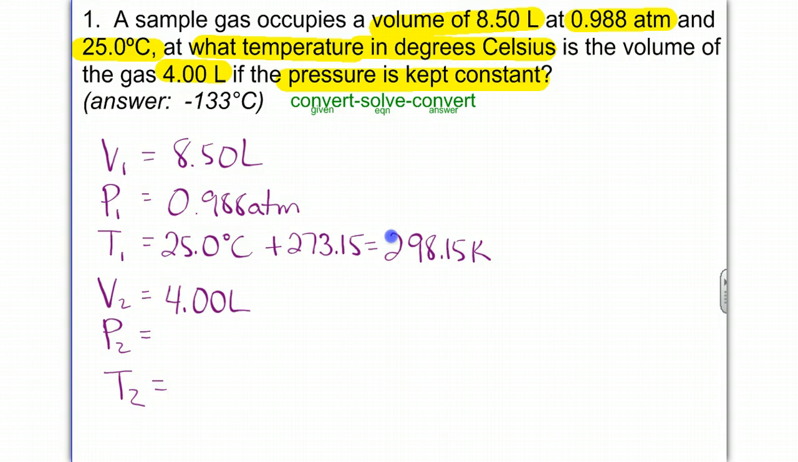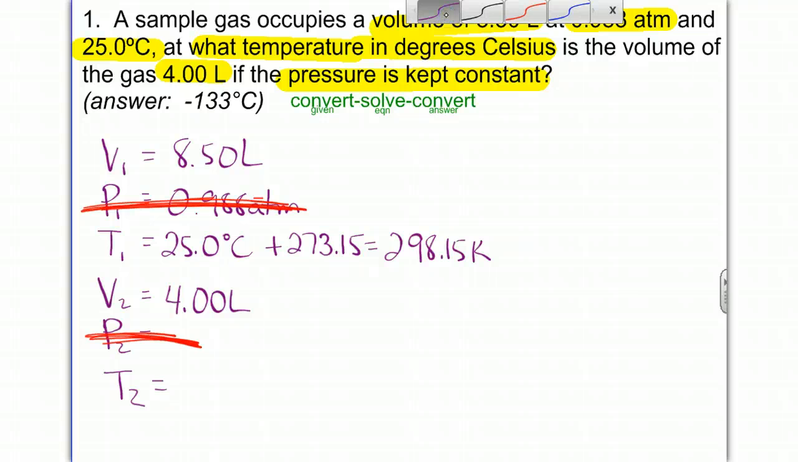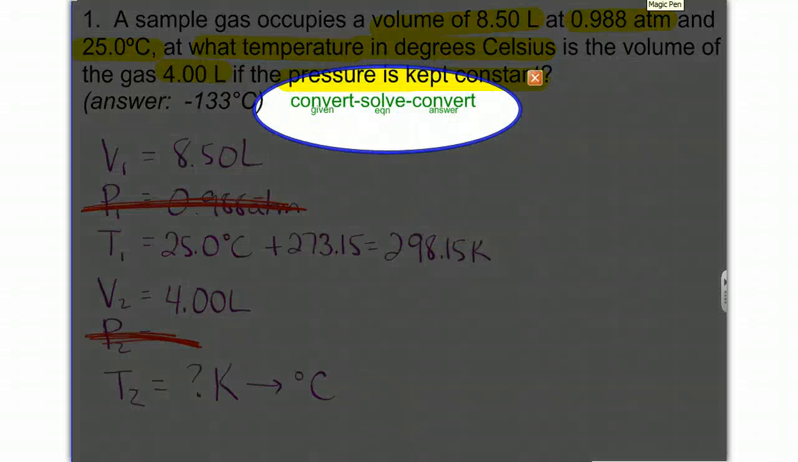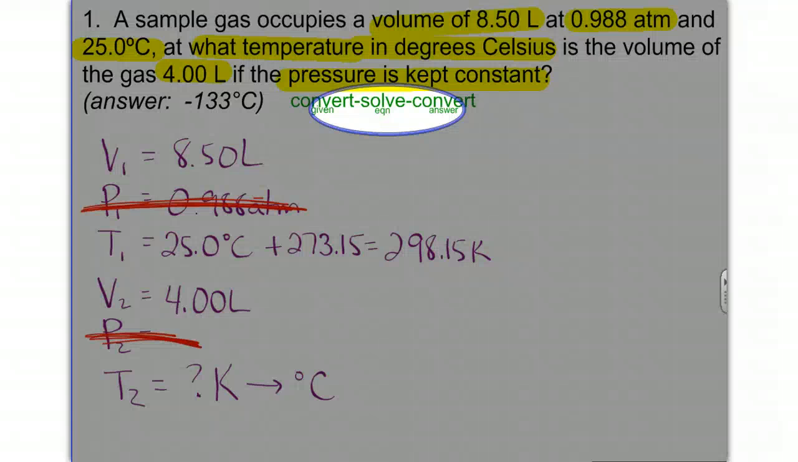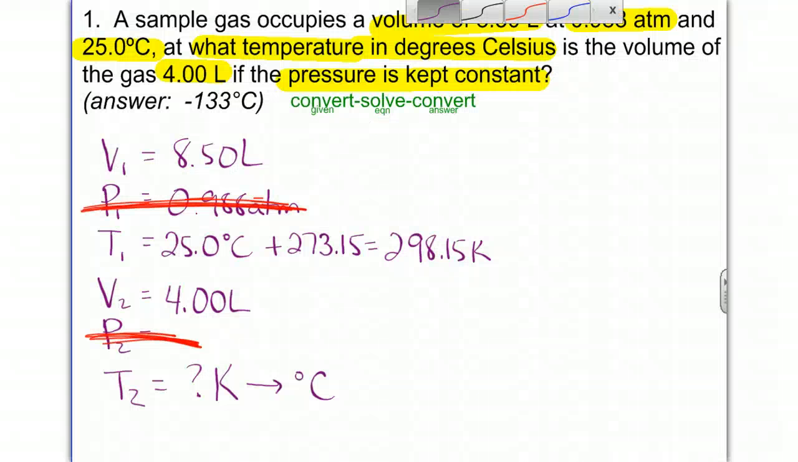They told me the pressure was kept constant, which is very important, and therefore means we will not use pressure at all in this calculation. So we're going to get rid of pressure. Lastly, they're asking me to solve for temperature. What is the temperature? You need to understand that when you perform this calculation, you're going to get your temperature unit in Kelvin first, and then we're going to have to convert it to degrees Celsius at the end. We've already converted our degrees Celsius to Kelvin. Now we're going to solve the equation, and at the end we'll have to convert our answer from Kelvin to Celsius.